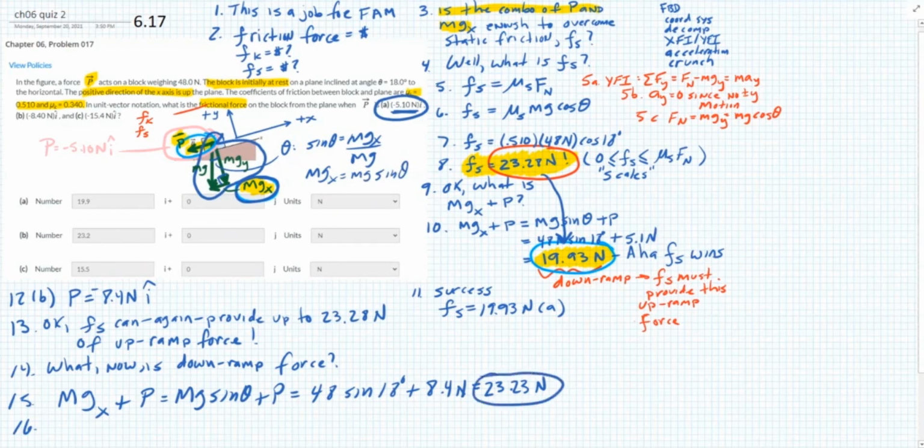So the question is, can the static friction force scale to meet or to offset this 23.23 newton down ramp force?